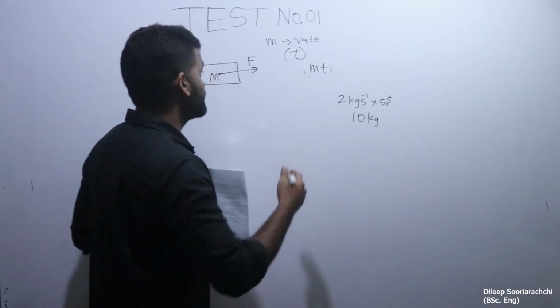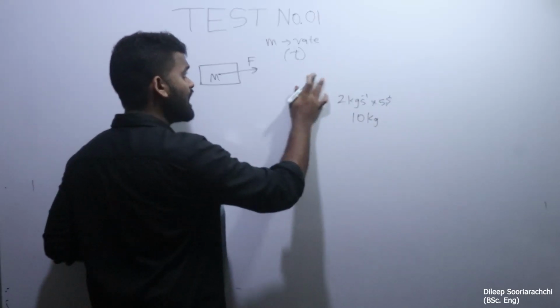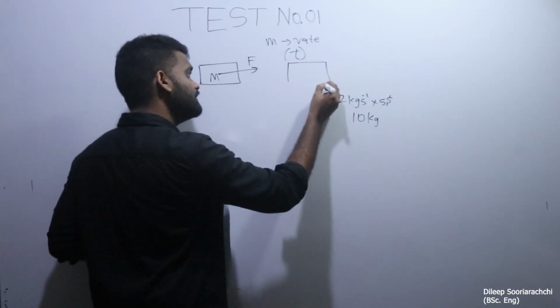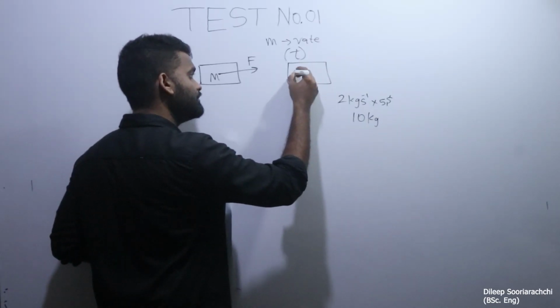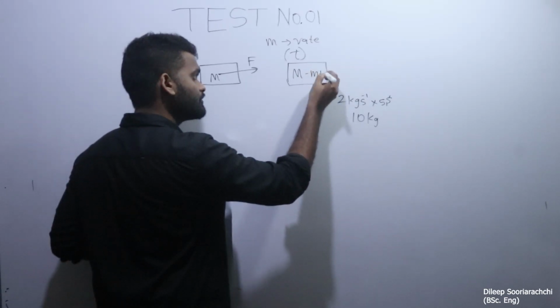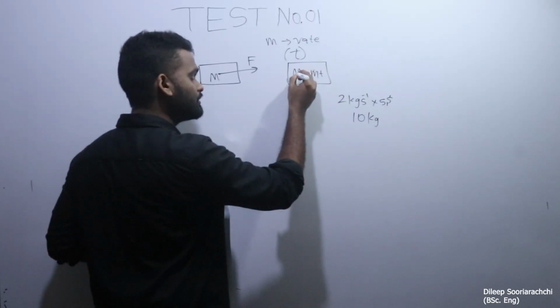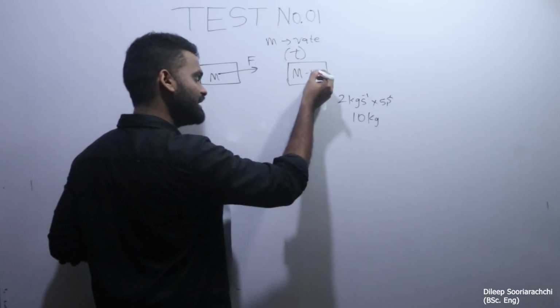So here as well, after t time, we know the mass of the trolley should be, so mt amount is removed, so the mass of the trolley should be M minus mt.